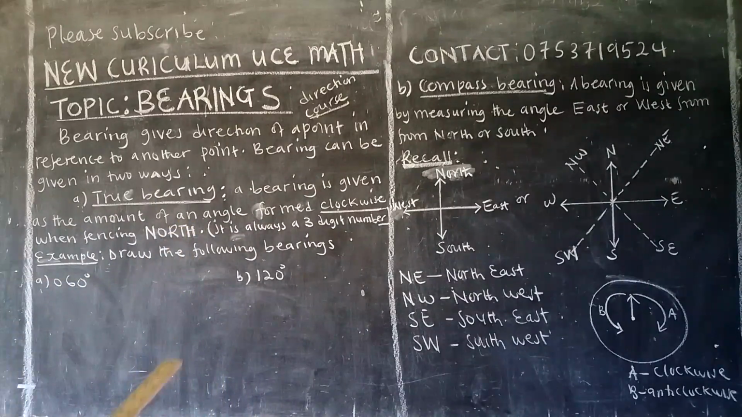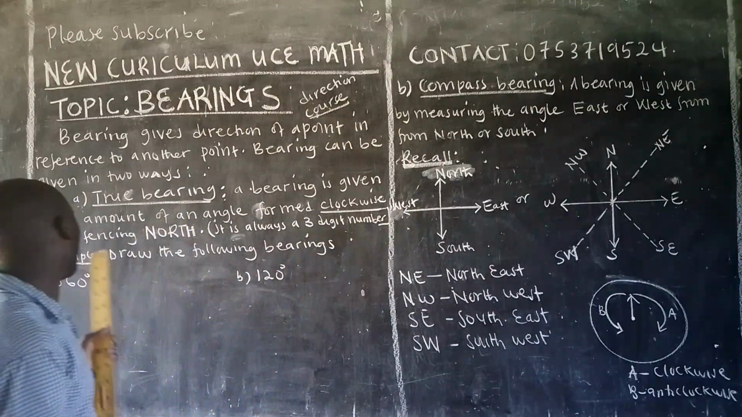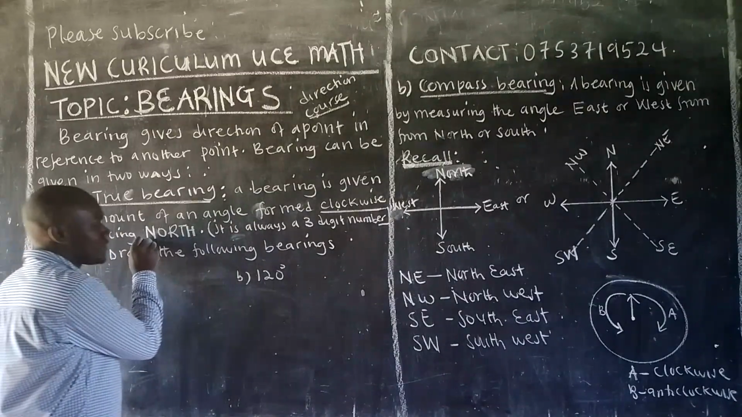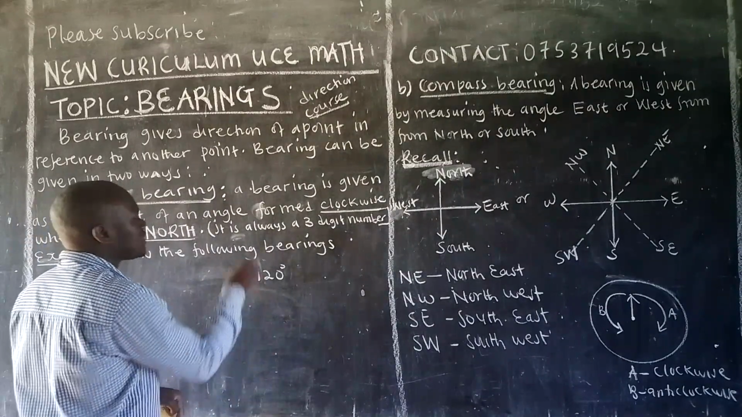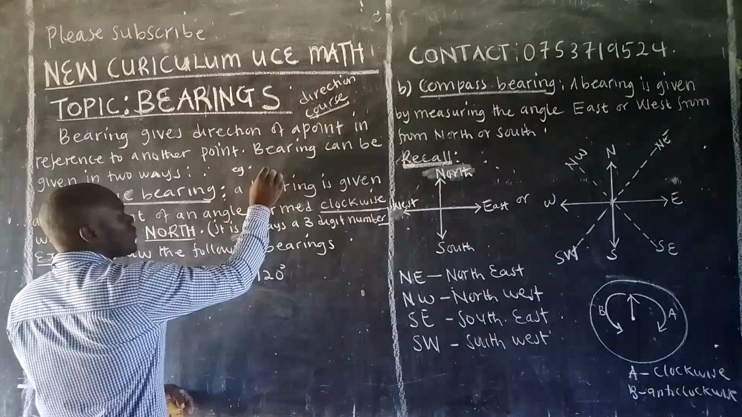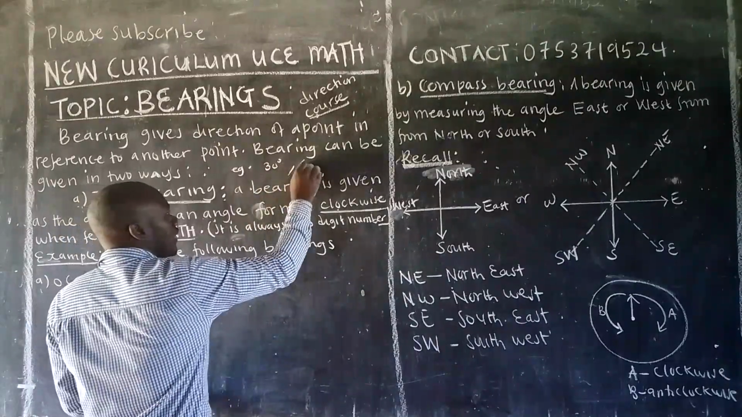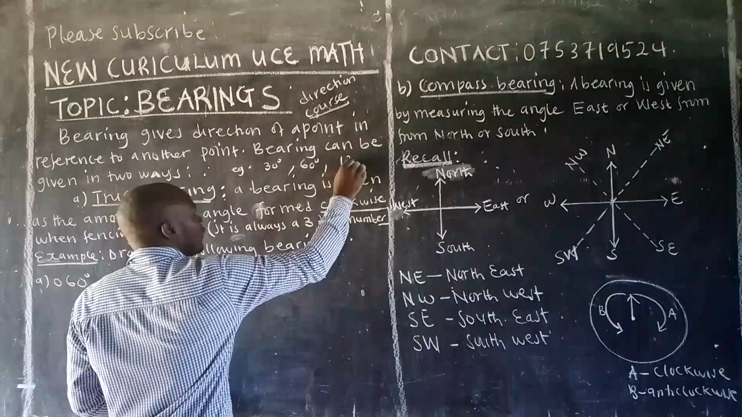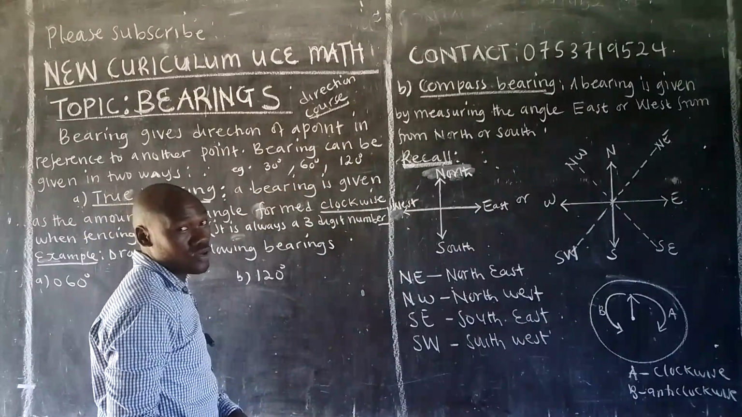So here we're saying that a bearing is given as the amount of an angle formed clockwise when facing north. This word must be highly underlined. For true bearings, they are measured clockwise when facing north. An example of a true bearing is an amount of an angle. Let's think about an angle of 30 degrees, 60 degrees, 120 degrees. Any angle given in this format, you just know it is a true bearing.